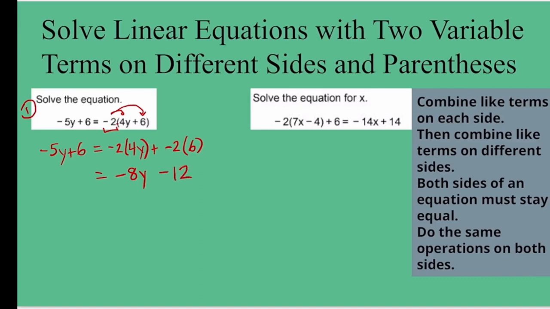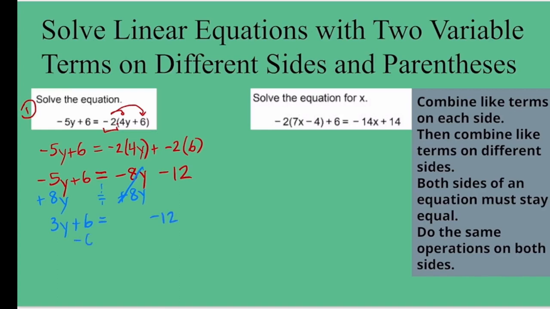And we don't write the plus negative. We could just write that as a minus. And that's going to equal -5y plus 6. I can add 8y on both sides of the equation, because those are like terms. And now I'm left with 3y plus 6 equals -12.